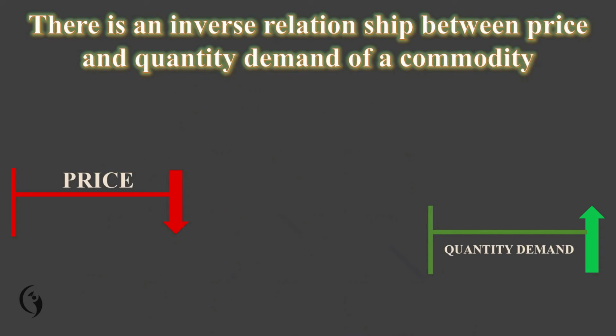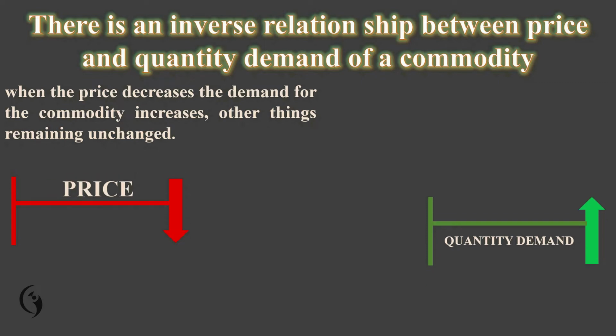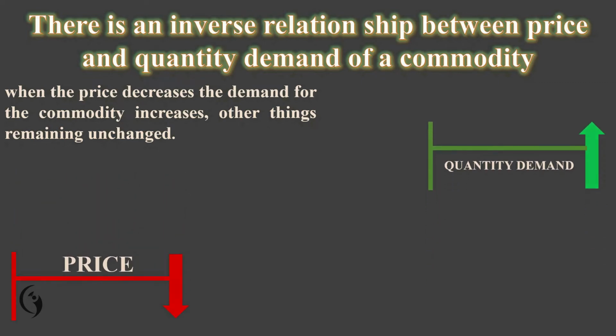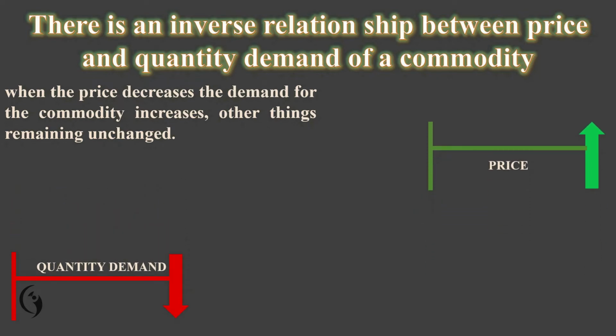So the law of demand is the rule of thumb. To explain, there is an inverse relationship between the price and the quantity demanded of a commodity. So when the price of a commodity decreases, the demand for the commodity increases. On the other hand, when the price of the commodity increases, quantity demanded will decrease.